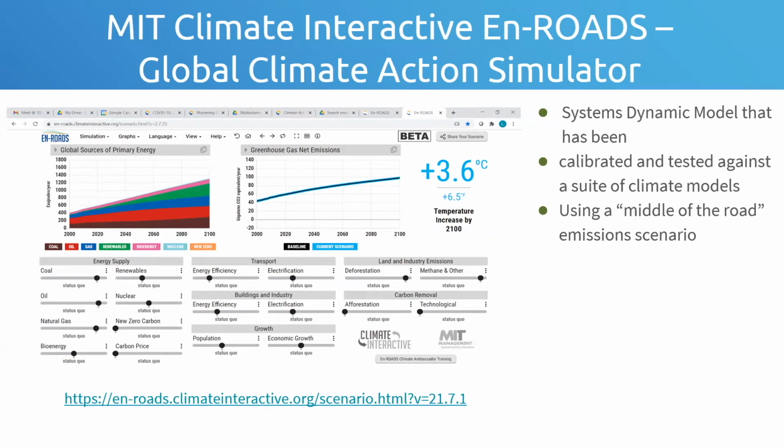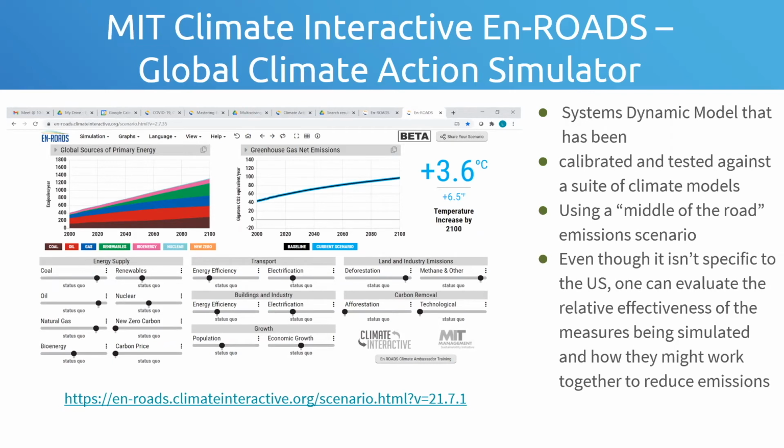It uses a middle of the road emission scenario, so not the highest and not the lowest, but a middle of the road projection on emissions. And even though it's not specific to the US, one can evaluate the relative effectiveness of the different measures being simulated and how they would work together to reduce emissions. That's a real beauty of this model.